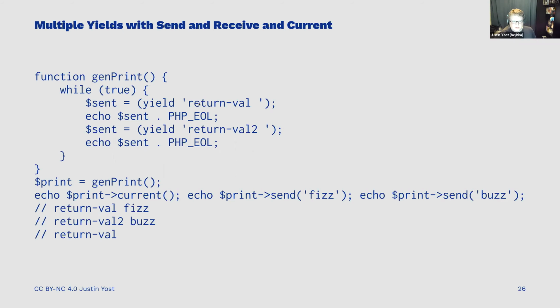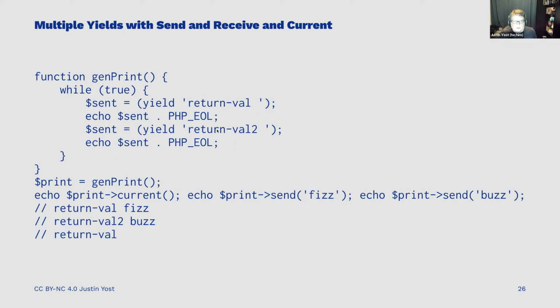Pause the execution here, right? We just yielded our value. Now we pause the execution because that's all that current told us to do. We call echo print send fizz. That says kick off the generator again, put fizz as sent, so sent, echo sent PHP end of line, so echo fizz end of line.